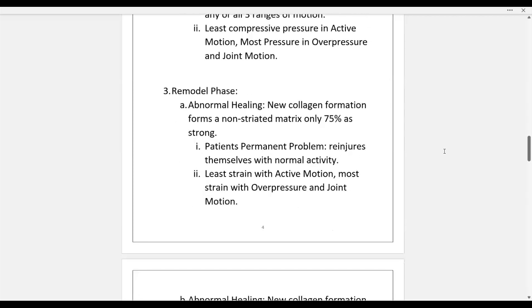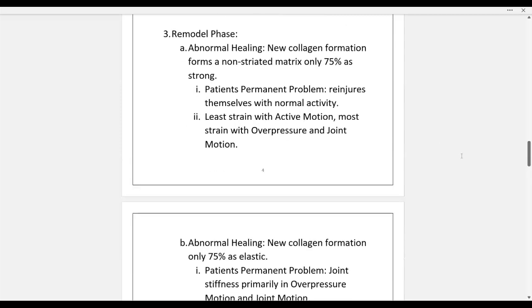So you go to the remodel phase, abnormal healing. The new collagen formation forms a non-striated matrix, only 70-75% as strong. Patients with a permanent problem: this is the source of re-injuries. When there's type 3 collagen that's only 70-75% as strong as the original collagen, that's the source of re-injuries. So the least strain is in active range of motion. The most strain is in overpressure and joint motion. So remember that. That's a major concept.